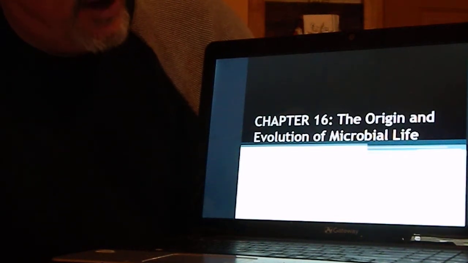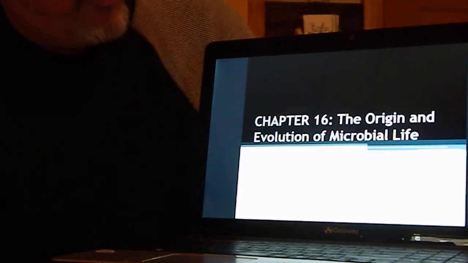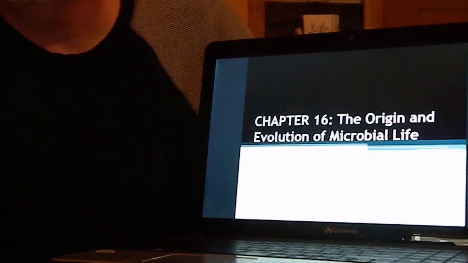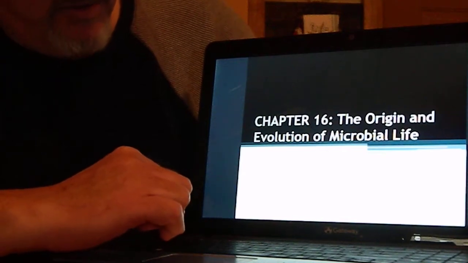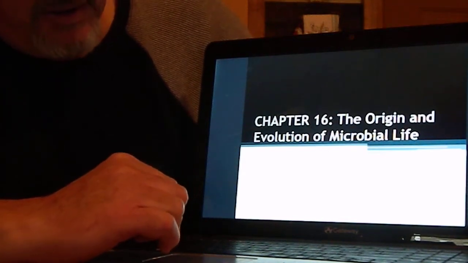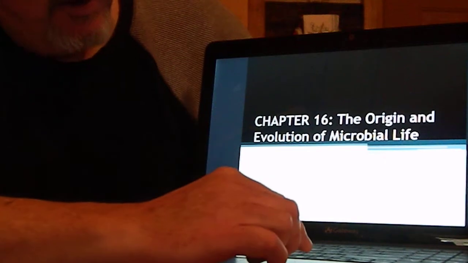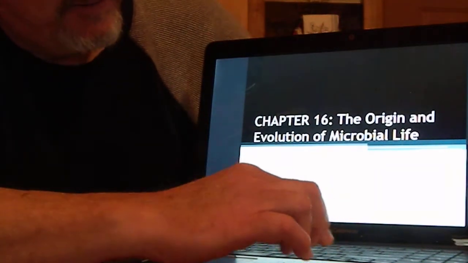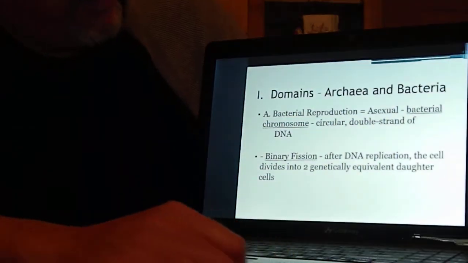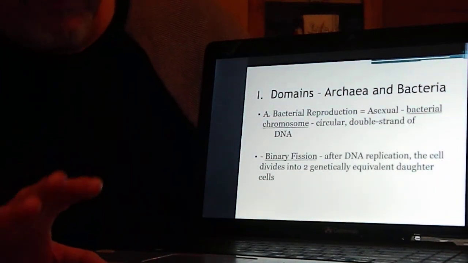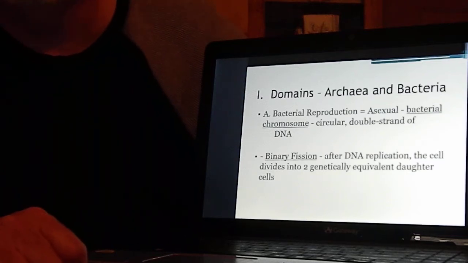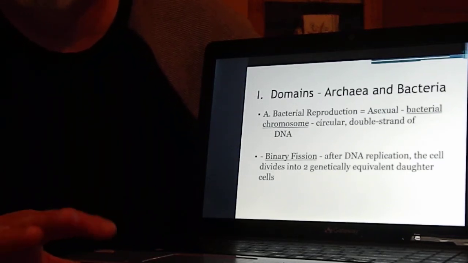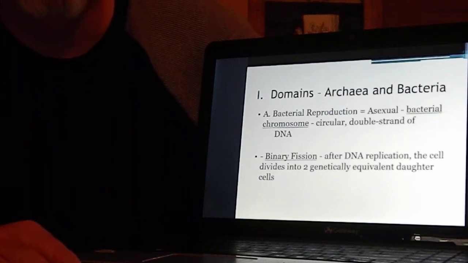The chapter is entitled "The Origin of Microbial Life," and microbial life are those that are thought of as being microscopic. And so we have two kingdoms that we're going to talk about in two different domains. And so the first two domains are archaea and bacteria. And just a little refresher, because we haven't met in a while.